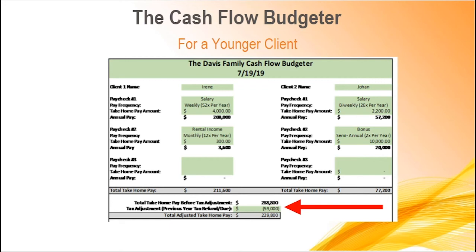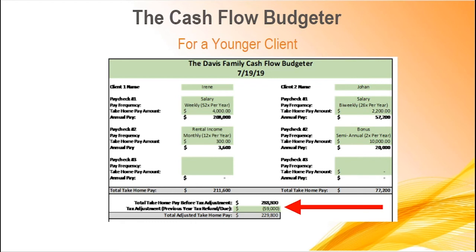So she has no tax withheld. So what we had to do is we had to run a tax what-if scenario to estimate her tax payments. And we factored based on everything, they were going to have to make a tax adjustment and pay $59,000 of total tax between state and federal. So what you can see is they have $288,800 coming in, but we need to do a negative tax adjustment of $59,000 to account for the estimated payments we're going to have, which leaves us with total adjusted take-home pay of $229,800.